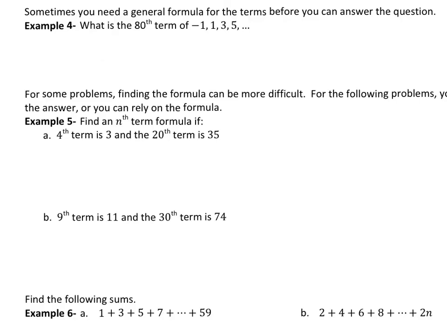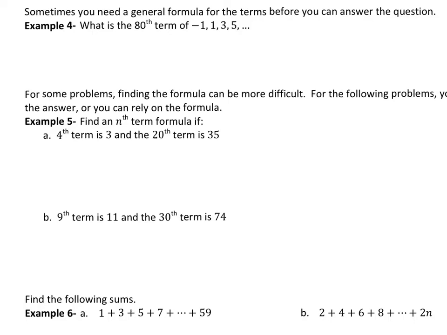All right, so that's pretty much all the information you need now. Now let's run through some of the different types of problems that you're going to see on your assignment. Okay. So now example 4 says, what is the 80th term of negative 1, 1, 3, 5? Now we could count that up, and it's pretty easy, right? But it's going to take us a while to figure out the 80th term. So we need to come up with an nth term formula here. So what are the two things we need to know when we're developing an nth term formula? We need to know the first term and the common difference.